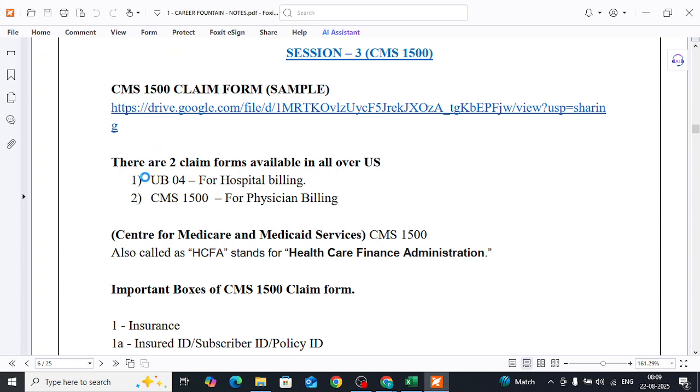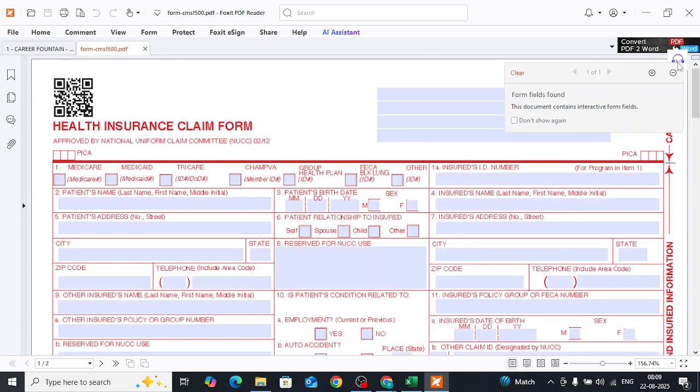So this is the unique claim form designed by the US government. It is approved by the National Uniform Claim Committee, and everyone has to use this claim form all over the US. Insurance companies cannot design their own claim form. In every state, for all providers, for all insurances, especially for the physician bill, if somebody wants to send a bill to insurance, they have to use this claim form.